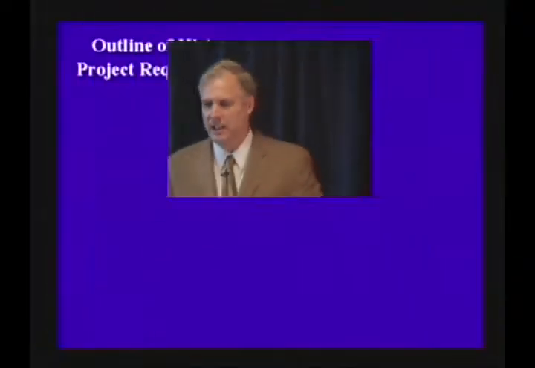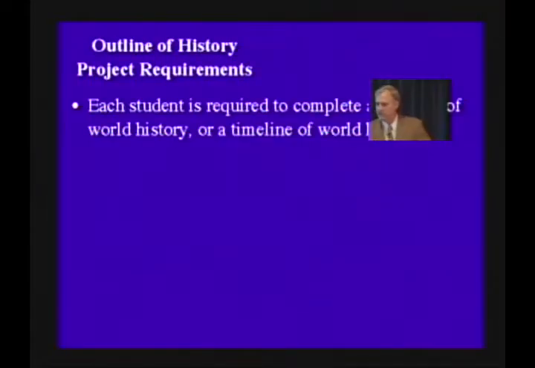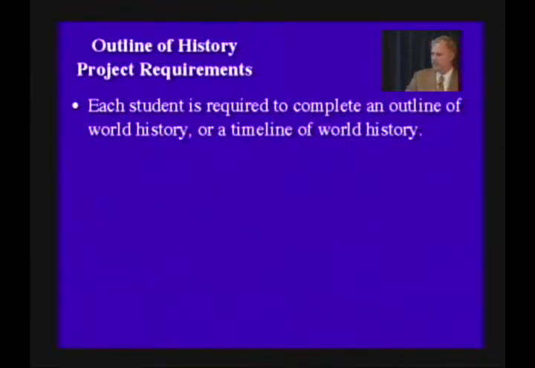Now, continuing, your next responsibility will be to accomplish something I'm calling an outline of history project. And the requirements for that include the following. Number 1, each student is required to complete an outline of the world or a timeline of world history. Now, you might ask me at this point, what's the difference between an outline and a timeline? Well, in your first handout that I gave you of the textbook, we will be using the Becca textbook as our primary reader, unless you select an additional text with my approval.